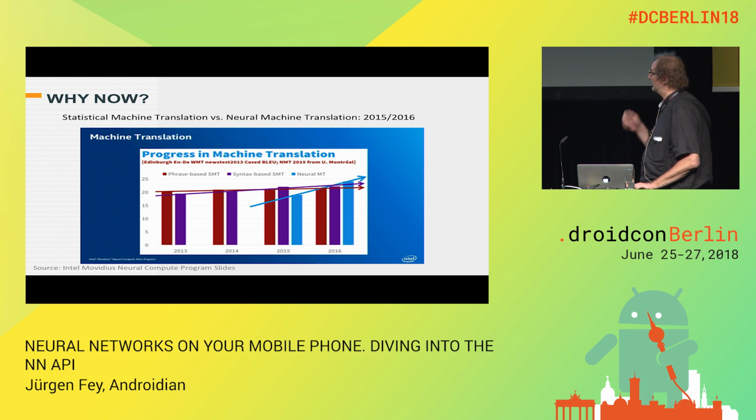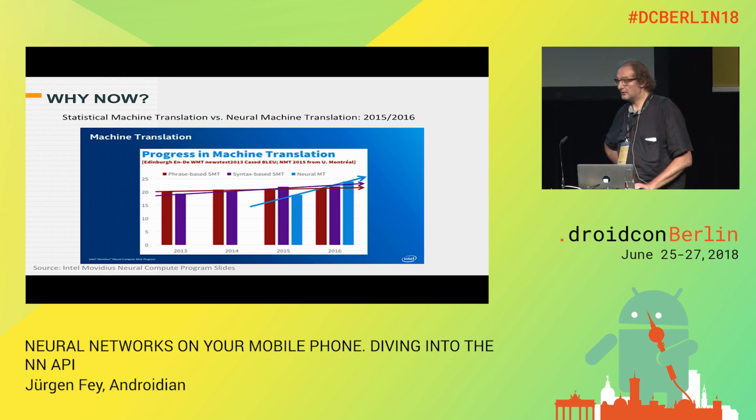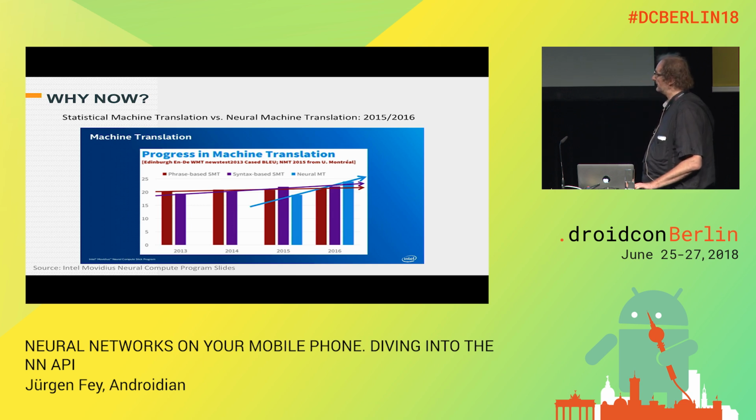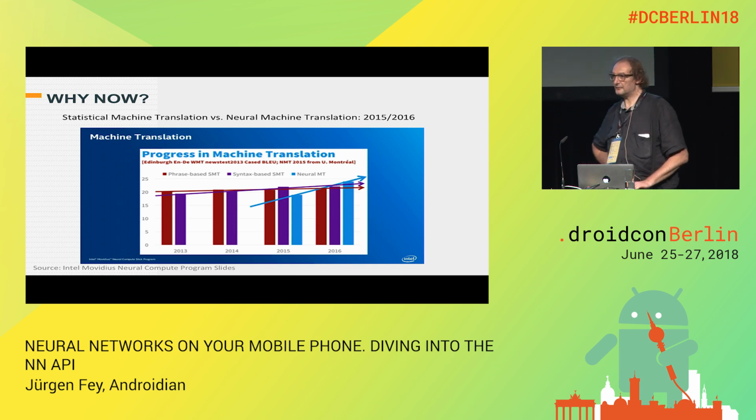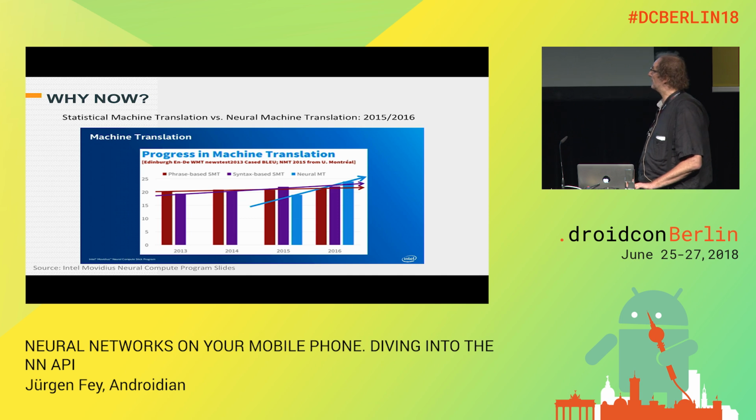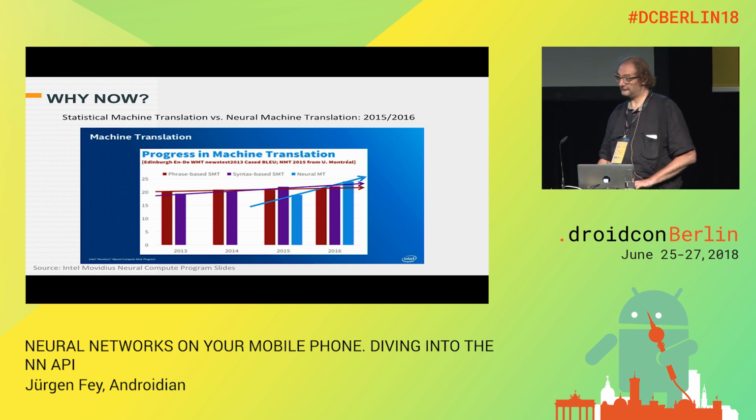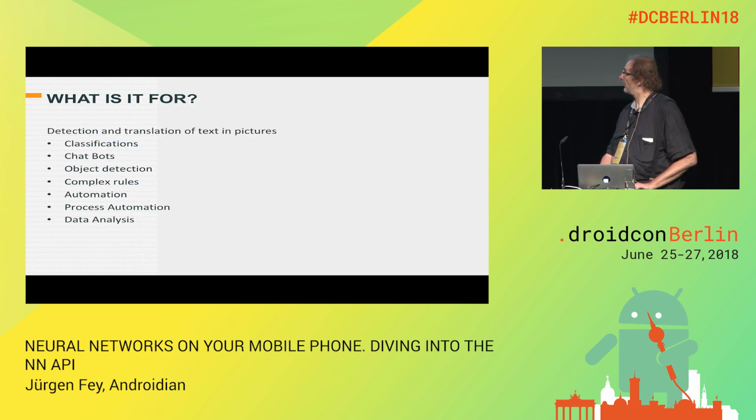Statistical machine translation was winning all of the comparisons till 2015 against neural networks. But between 2015 and 16, neural network machine translation just started to be more performant. And looking back, I would say it's time to leave statistical machine translation and to learn something new, like neural network-based machine translation. What is it for?